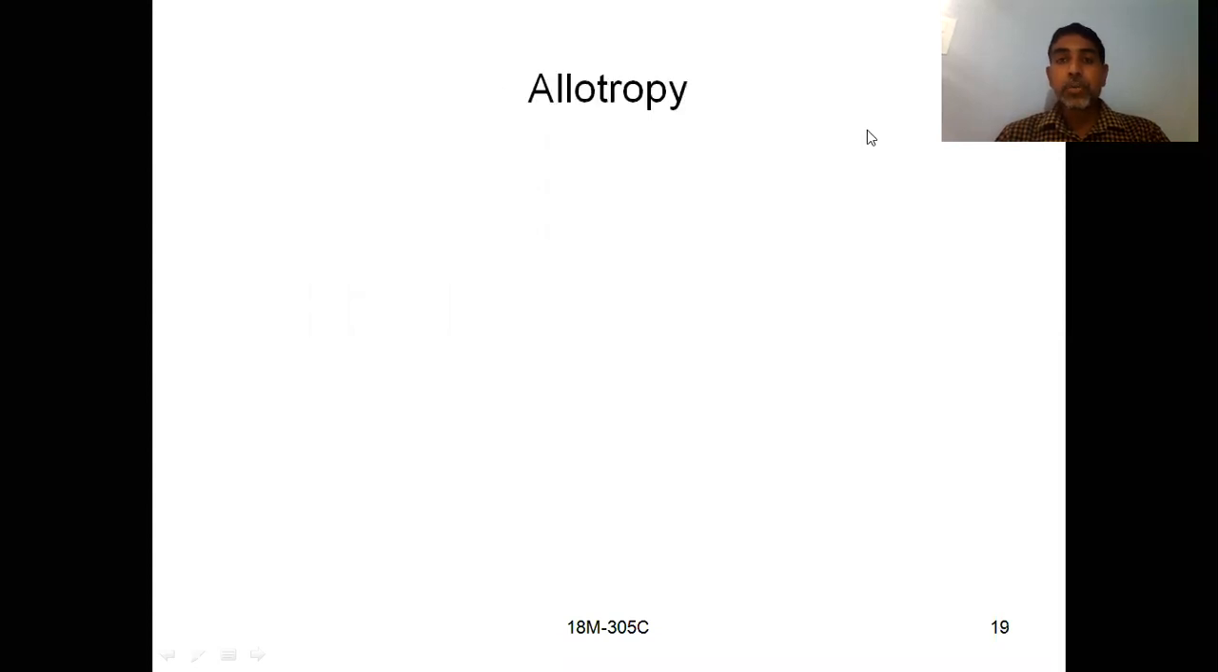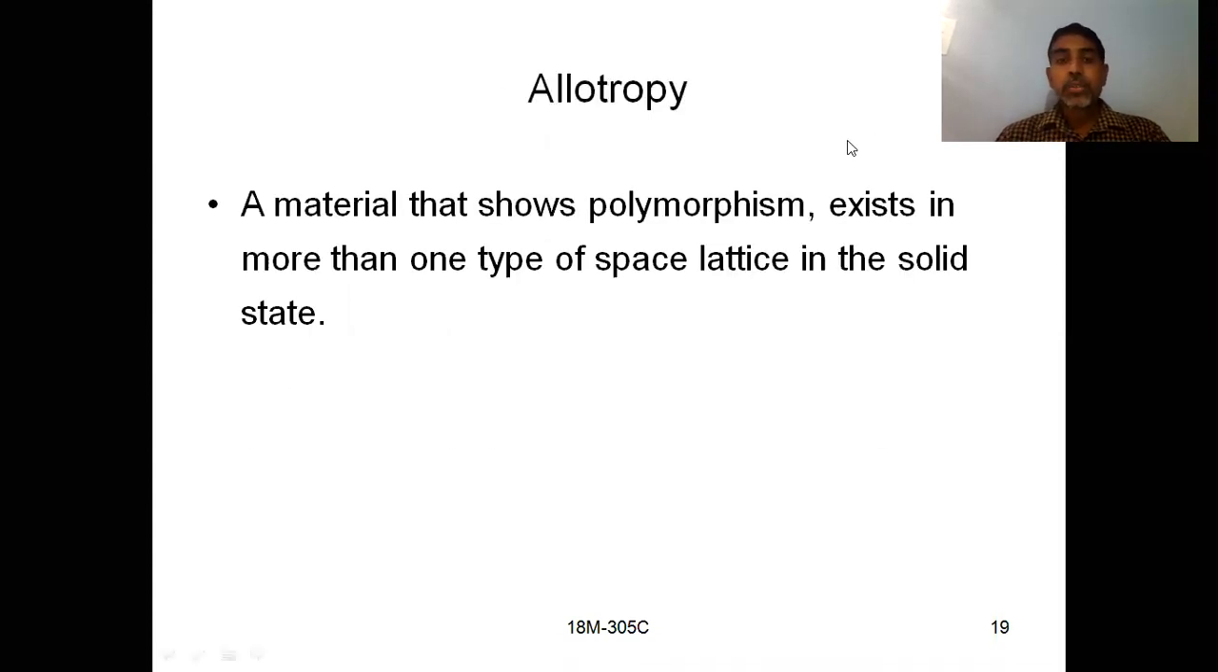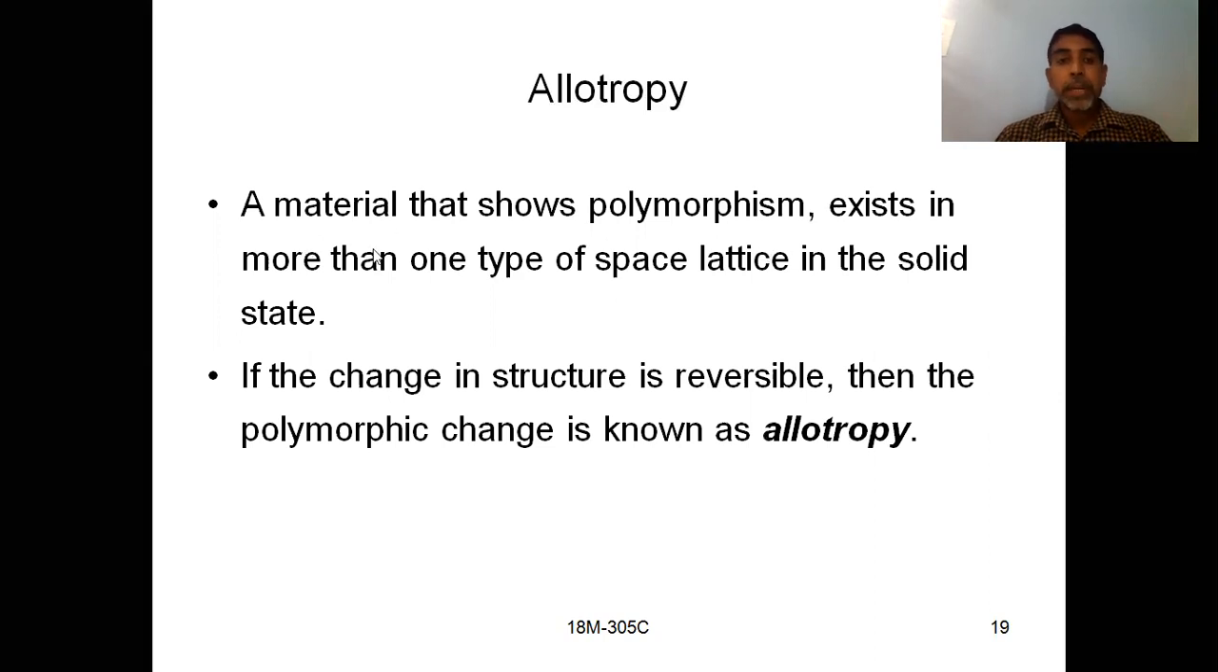What is meant by allotropy? This is also very, very important. A material that shows polymorphism exists in more than one type of space lattice in the solid state. That we have just discussed. In polymorphism we have more than one crystal structure. If the change in the structure is reversible, then that polymorphic change is known as allotropy. If that polymorphism is reversible, that phenomenon is known as allotropy.